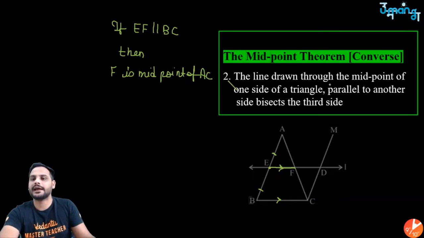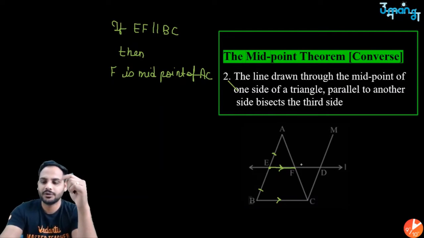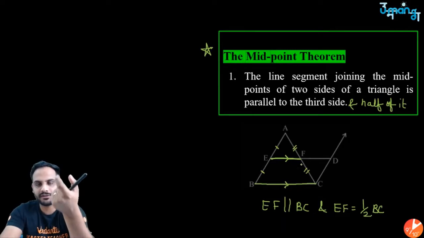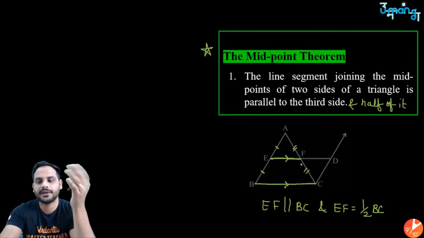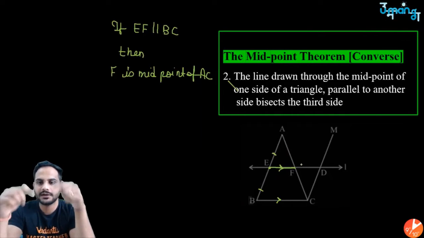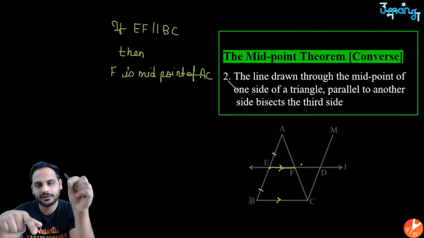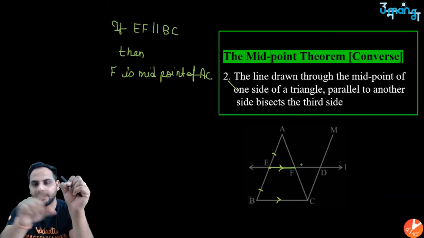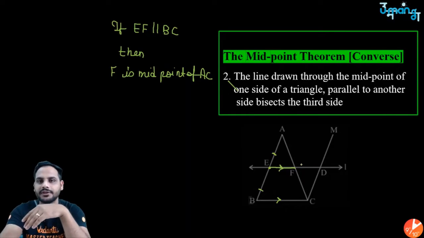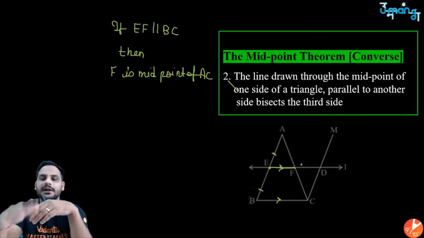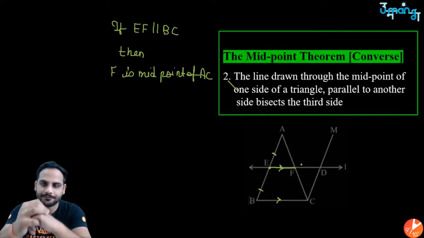Got it? A line drawn through the midpoint of one side of a triangle parallel to another side bisects the third side. Okay. So in the midpoint theorem, both points were given as midpoints, and we say that EF is parallel to BC and EF is half of BC. Here EF and BC are given parallel, only E is given as the midpoint, so I can say F will also be a midpoint. So this is the midpoint theorem and the converse of the midpoint theorem.